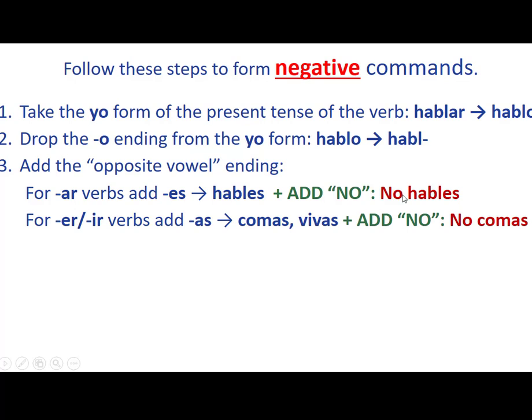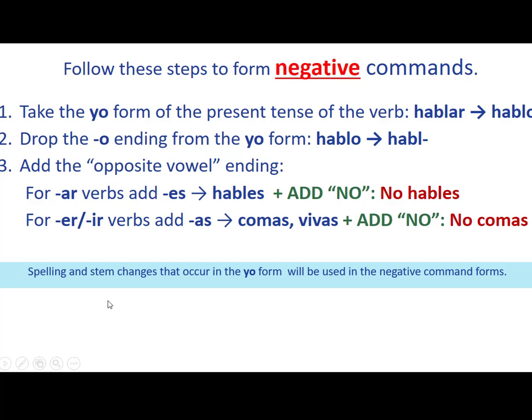Hables. No hables means don't speak or don't say something, to talk or to say something. What about don't eat? No comas. We already went through all those steps. You take the verb, you put it in the yo form, you drop that O, com, and then you add the opposite vowel. If it was an ER verb, in this case, I already put the ES. And then don't forget about the no, no comas. What if it was don't live in that part of the city? Don't find a house there. Well, it would be no vivas, no vivas. So remember, ER verbs and IR verbs, you're going to add an AS. If it's an AR verb, you're going to add an ES.